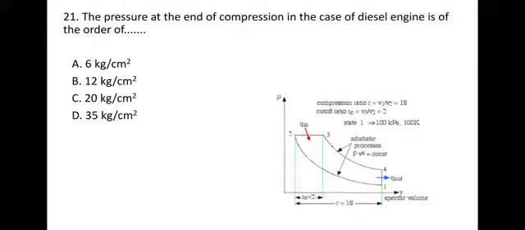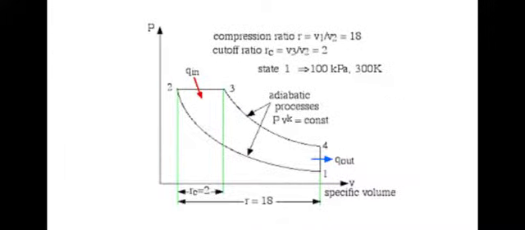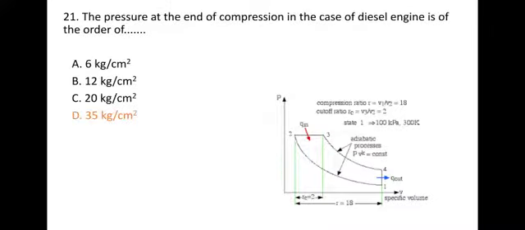Next question: the pressure at the end of compression in a diesel engine is of the order of, and the answer is 35 kg per centimeter square. This is a diesel cycle, and 1 to 2 is the compression stroke. At the end of the compression stroke, that means at point 2, the pressure is of the order of 35 kg per centimeter square.